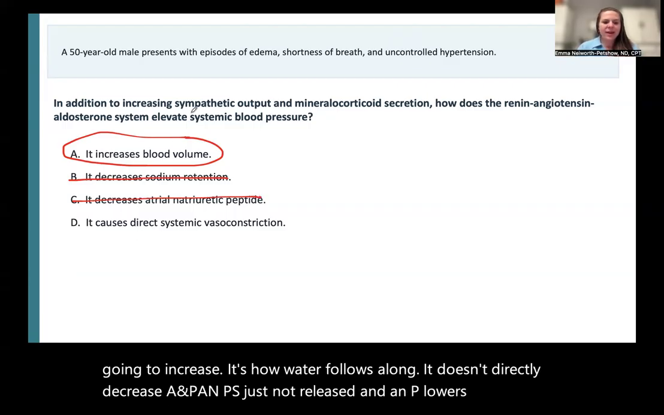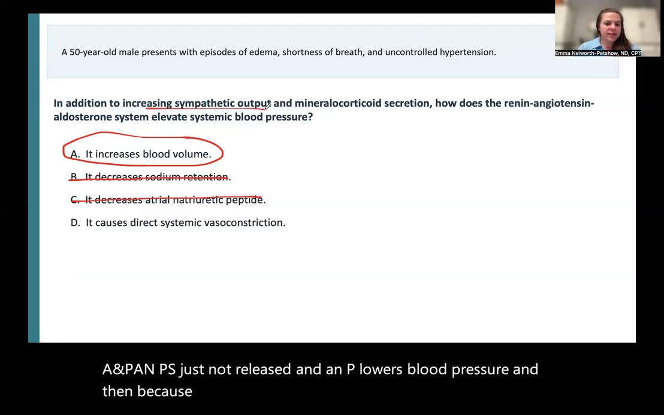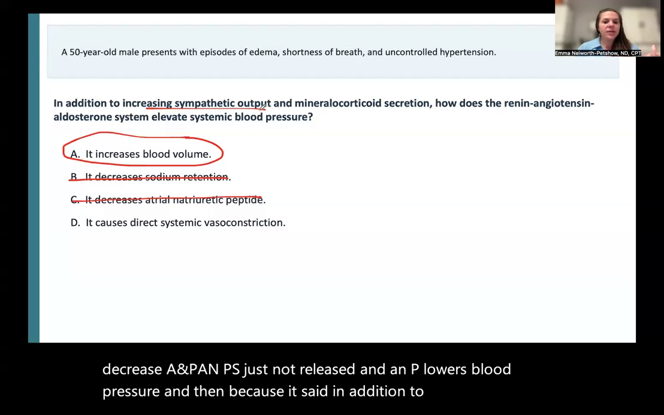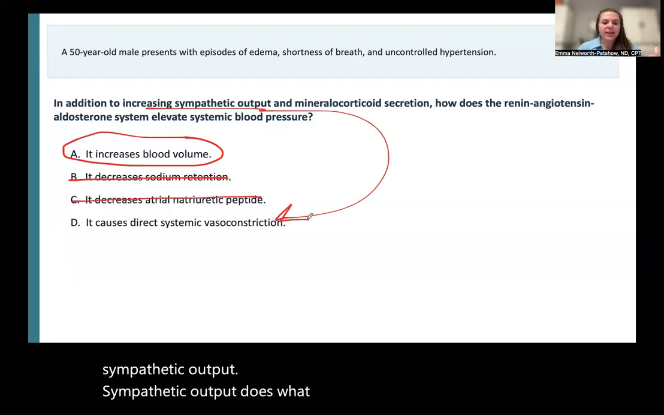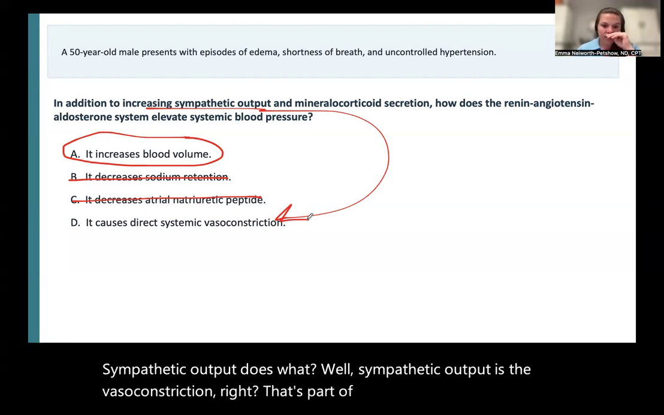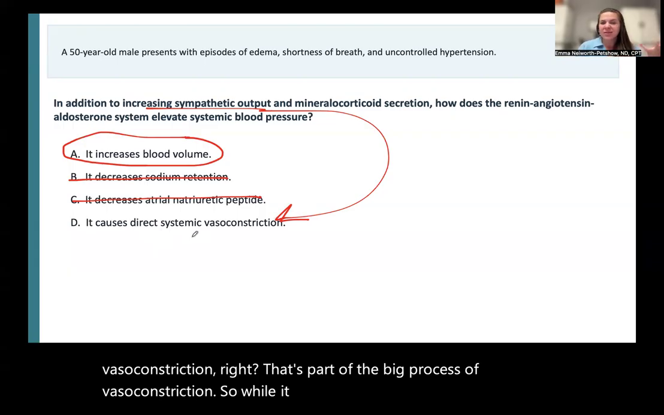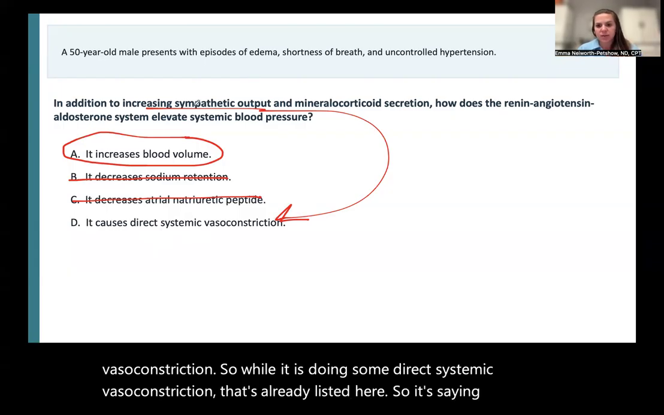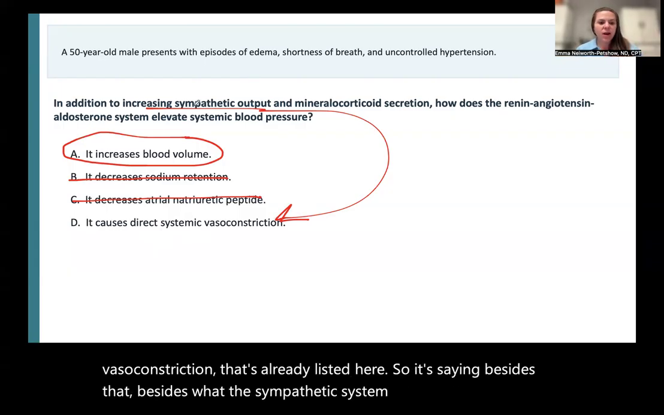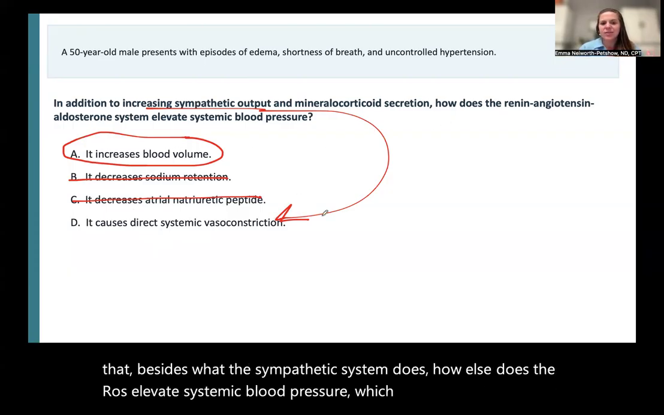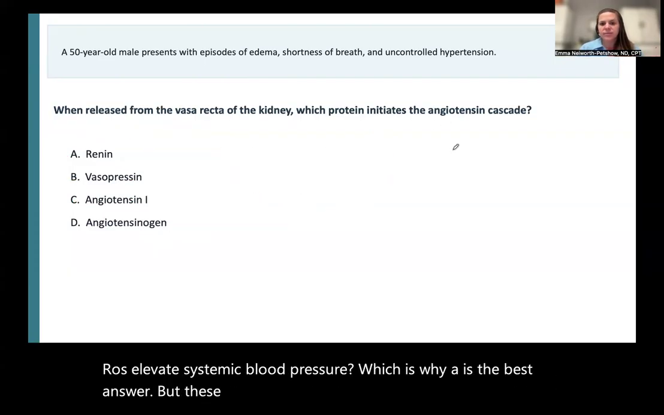And then because it said in addition to increasing sympathetic output, well, sympathetic output is the vasoconstriction, right? That's part of the big process of vasoconstriction. So while it is doing some direct systemic vasoconstriction, that's already listed here. So it's saying besides what the sympathetic system does, how else does the RAAS elevate systemic blood pressure? Which is why A is the best answer, but these are technically two correct answers.